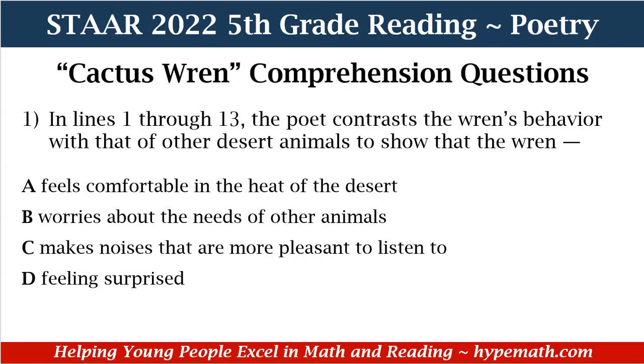So here are our Cactus Wren comprehension questions. Number 1, in lines 1 through 13, the poet contrasts the wren's behavior with that of the other desert animals to show that the wren, A, feels comfortable in the heat of the desert, B, worries about the needs of other animals, C, makes noises that are more pleasant to listen to, or D, feeling surprised.